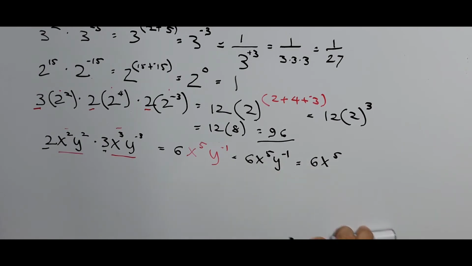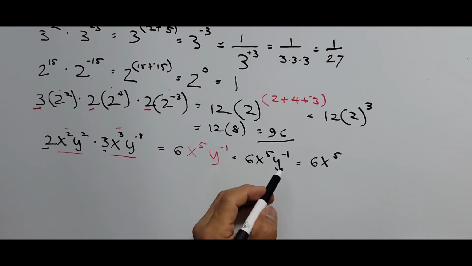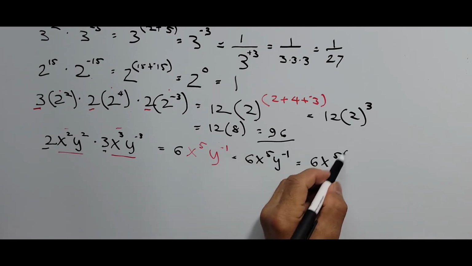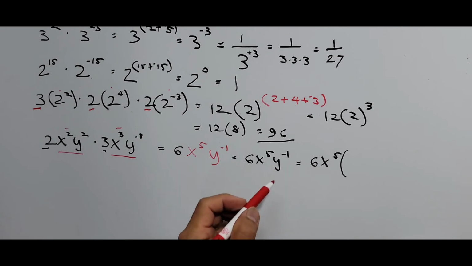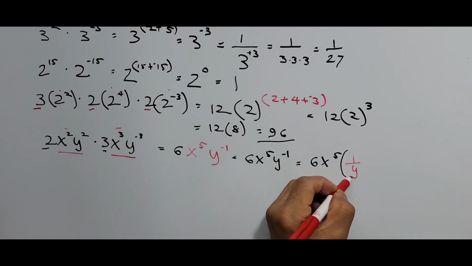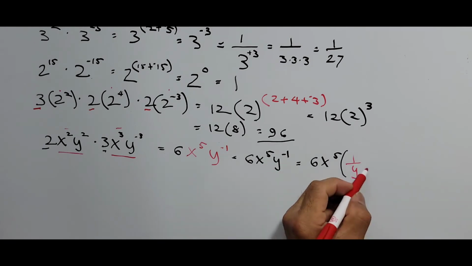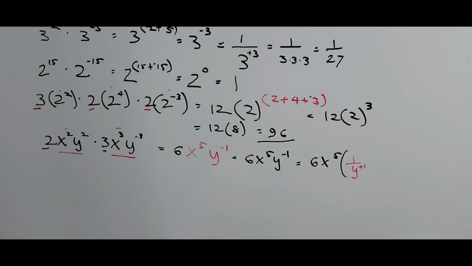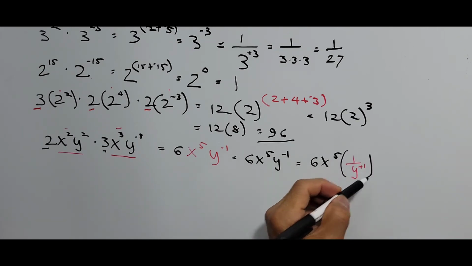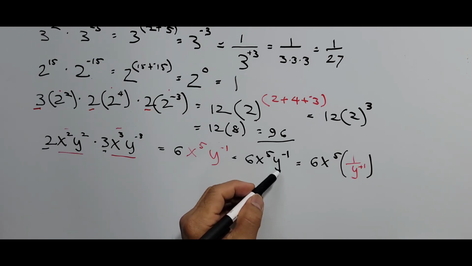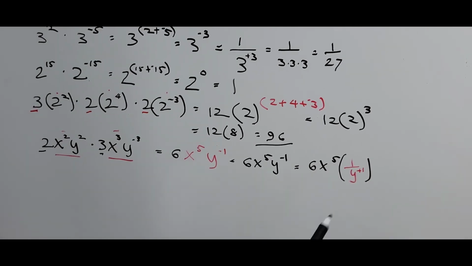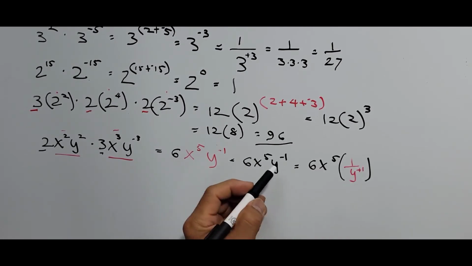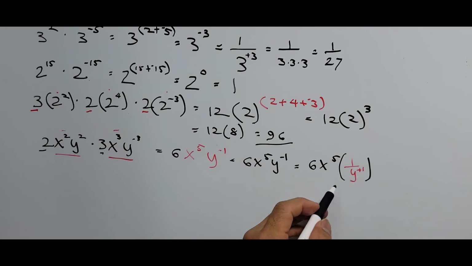Let's go back and make it clear. So whenever you get a negative exponent, that means you find the reciprocal of the base. That is, the reciprocal of y is 1 over y, right? And then just copy the exponent. And now, the negative will turn to a positive exponent. So negative 1 exponent on y means get the reciprocal, which is 1 over y, copy the exponent 1, and the negative will be changed to positive. So that's how it is.